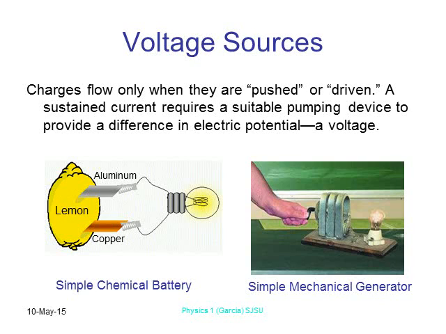Voltage sources. So you can do different things for voltage sources. This would be a battery, basically. This is a chemical battery. You can have a simple mechanical generator, which is going to be magnets and a coiled wire to create a current. Either way, you just get a push of electrons, essentially, that are going to flow.